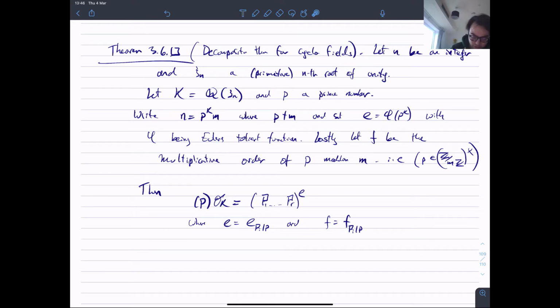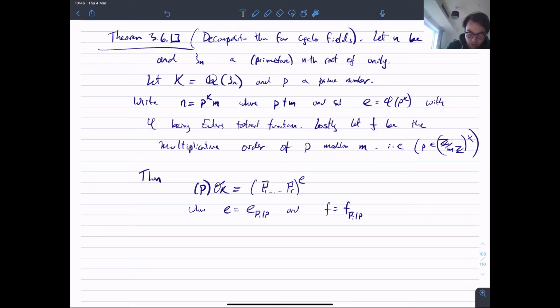But what this theorem is telling you is how to find what e is. You find it by computing φ(p^k), and f is just the multiplicative order. So this makes it really simple. It's very simple group theory, and then you can figure it out. It won't tell you what these P_i are, but it tells you what the structure is. So it's not as good as the previous theorem, which told us explicitly how to construct these P_i, but you could go back and use the decomposition theorem to figure out what these P_i explicitly are. And once you know all of this structure, it should help you a lot.